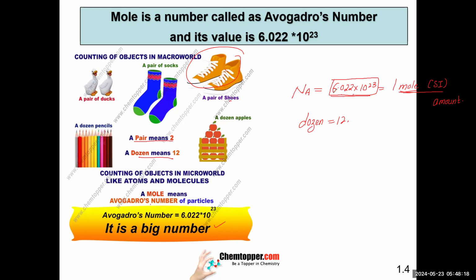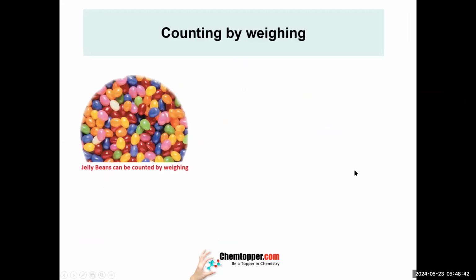But this number is very, very big. Can you use this number on apples, pencils, ducks, like this? Can I use this number there? No. Can I count this number? No. So we cannot count this number. This number is very big. So without counting, how can I measure a number? How can I say this is the number in this given amount without counting? Any idea? We are going to do counting by weighing.